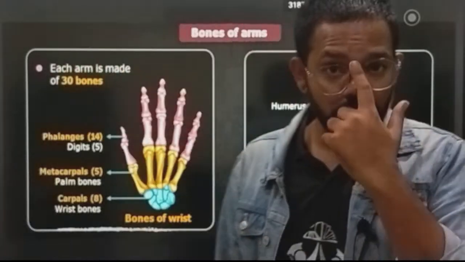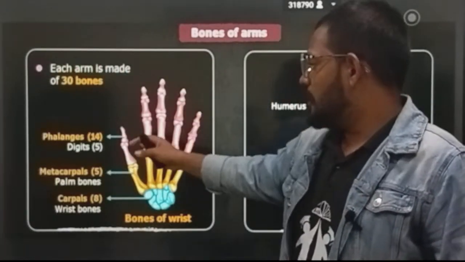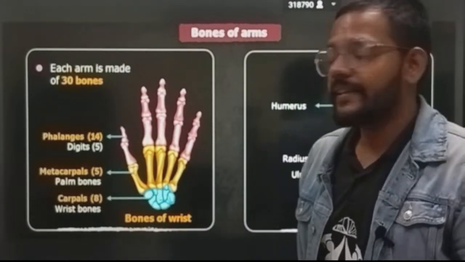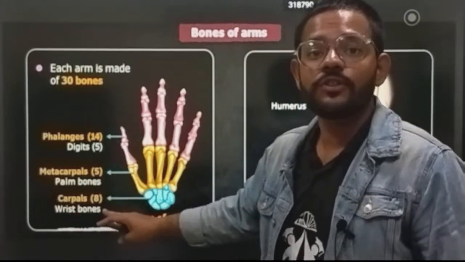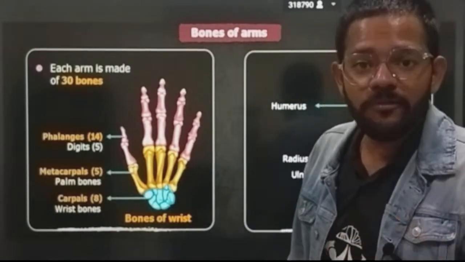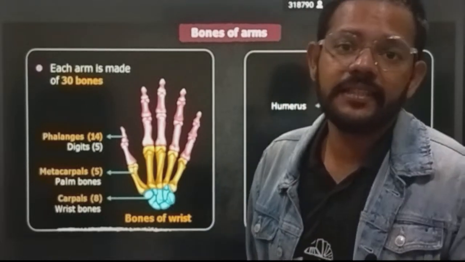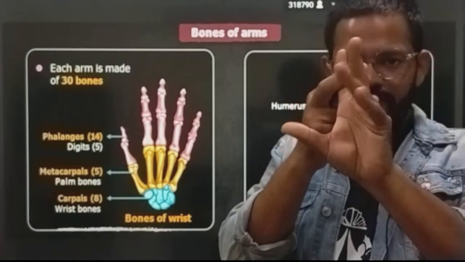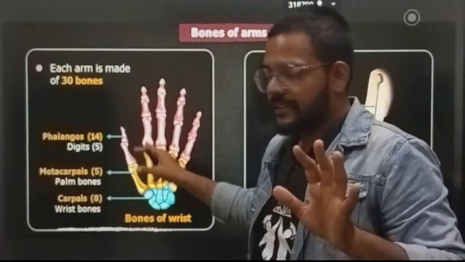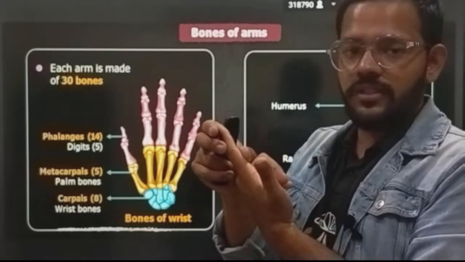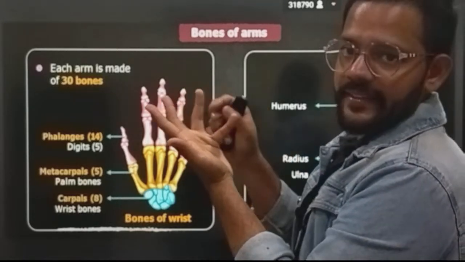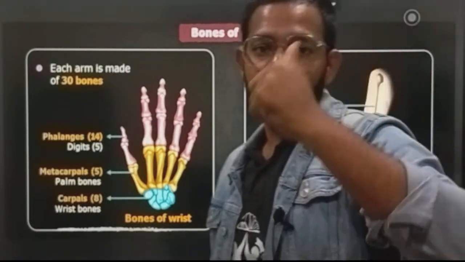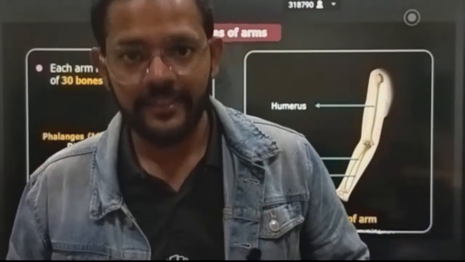Next we have the bones of the hand: phalanges, 14 in number, metacarpals, 5 in number, and carpals, 8 in number. Carpals are commonly known as wrist bones, metacarpals as palm bones, and phalanges as digit bones. We have 5 digits, 1, 2, 3, 4, 5. In the fingers we have 3, 3, 3, 3, that is 12, and 2 phalanges are present in your thumb. So that is your hand skeleton.